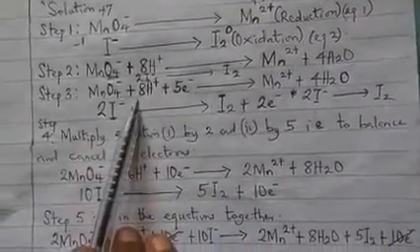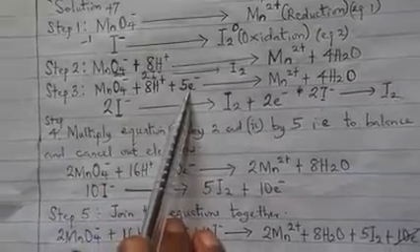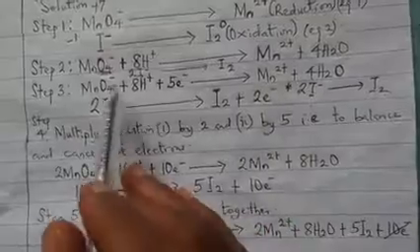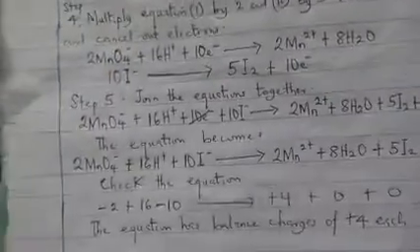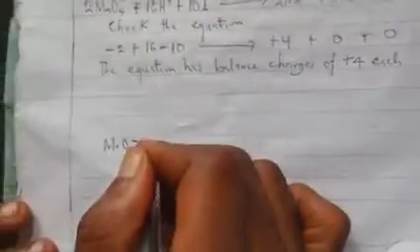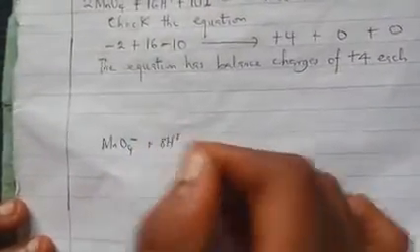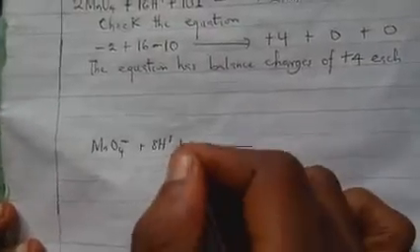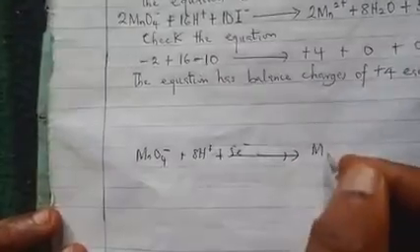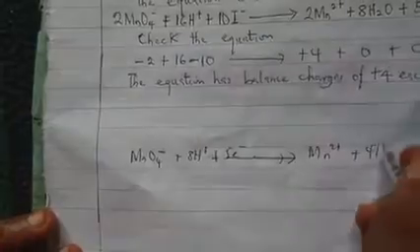Look at step 3 now. We now want to make sure that the number of charges are equal. This one is MnO4 minus plus 8H plus plus 5 electron to give us Mn2 plus plus 4H2O.